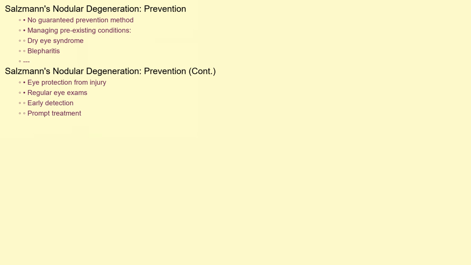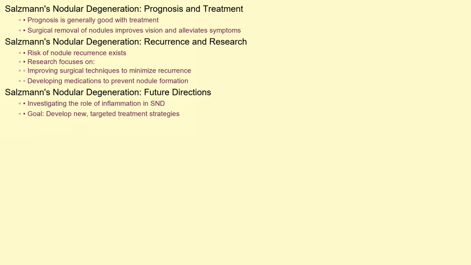Unfortunately, there's no guaranteed way to completely prevent Salzmann's nodular degeneration. However, managing pre-existing conditions like dry eye syndrome and blepharitis can help reduce the risk of developing the condition. Protecting your eyes from injury, especially in work or recreational settings, is also crucial. Regular eye exams are also important as they can help detect early signs of corneal problems and allow for prompt treatment. The prognosis for Salzmann's nodular degeneration is generally good, especially with appropriate treatment.